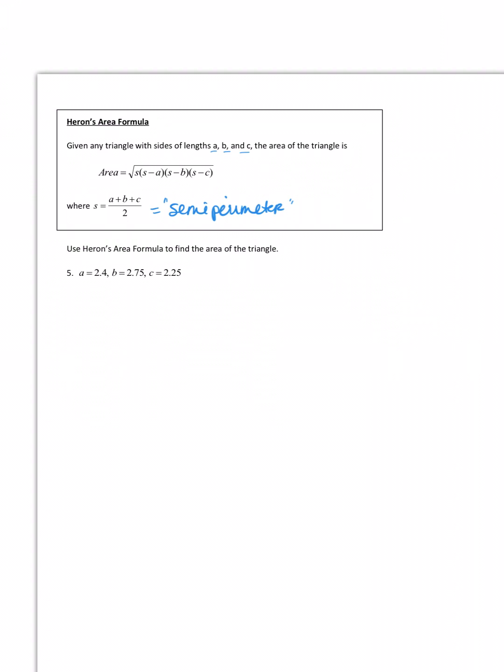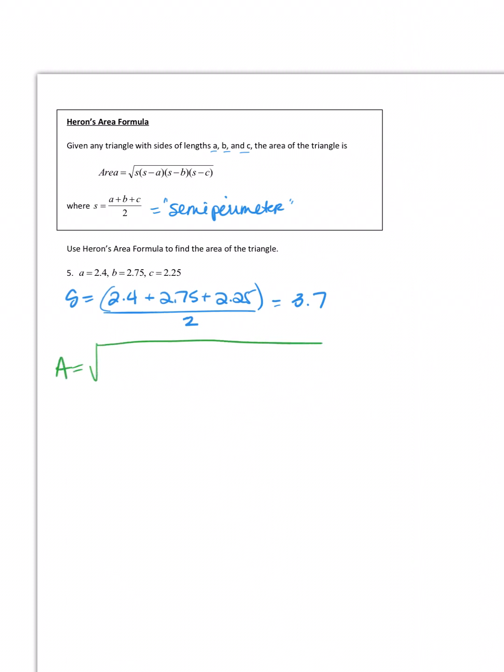So we first have to find the semi-perimeter, right? So S is going to be 2.4 plus 2.75 plus 2.25. So add them up, then divide by 2. Don't divide by 3. It's not an average. So divide by 2. And when I do that, I get 3.7. And then I show my work for the area equation. All right, I plug in S, 3.7.